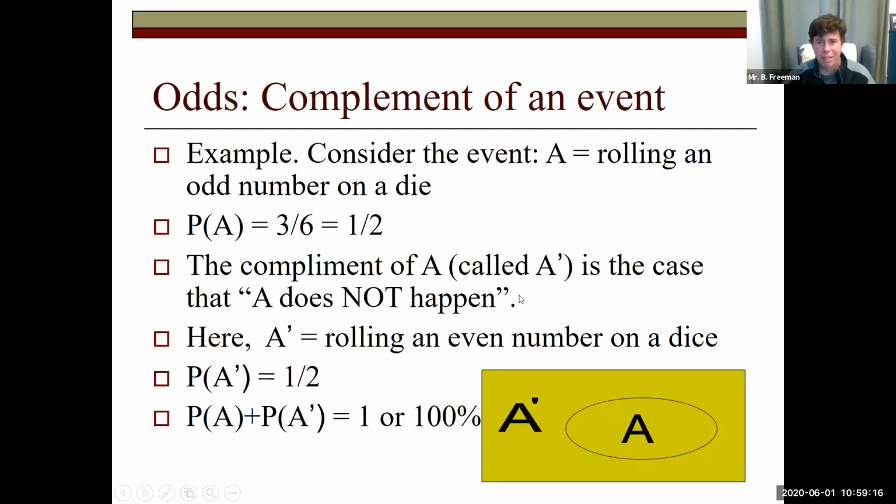The complement is the opposite. So it's the probability that event A does not happen. Here we have the complement of A just being an even number, because of course half are odd and half are even. So the probability of event A happening is a half. Here are odd numbers. The probability of event A not happening is also a half. And this is a good visual reminder that all probability situations can be represented by a Venn diagram, and the total sample size is 100%.